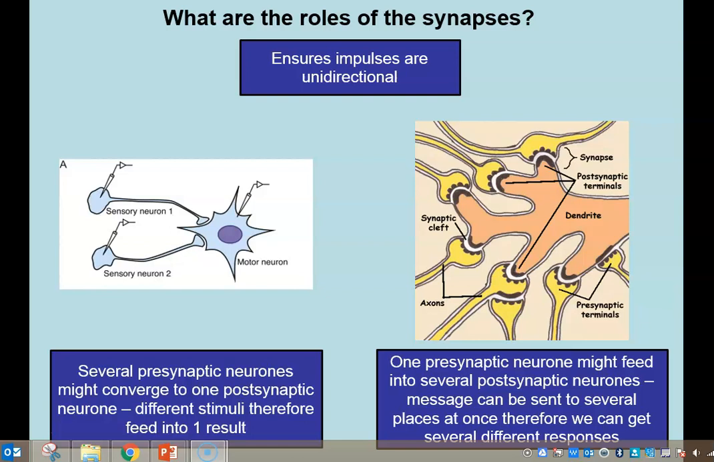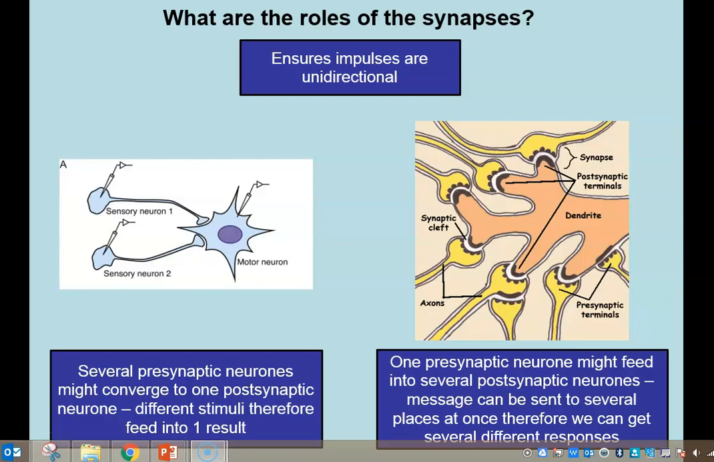The other thing about synapses is that they allow us to have junctions where there's more than one synapse present, and that can work in two ways. The first way is that we have several presynaptic neurons, as in the diagram on the left, and they all feed into one postsynaptic membrane. That means our neurons are able to detect and respond to several things that are happening in the environment or inside us, which send a message to one neuron, and therefore we get one response.